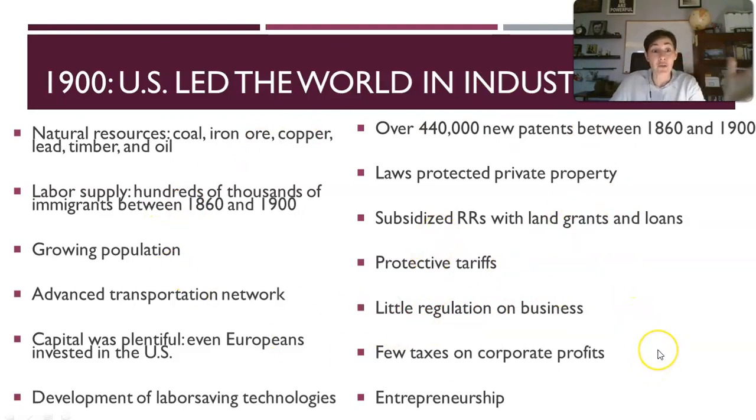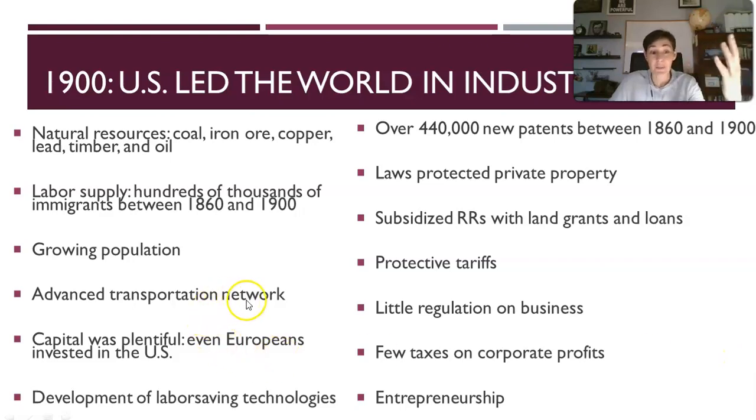Okay, we've got a lot of natural resources. We got a heavy labor supply, and our population is growing because of immigration. Even though there were nativist people, anti-immigrant people, growing our population via immigration was a big reason why we had this huge labor supply and were able to expand in industry.